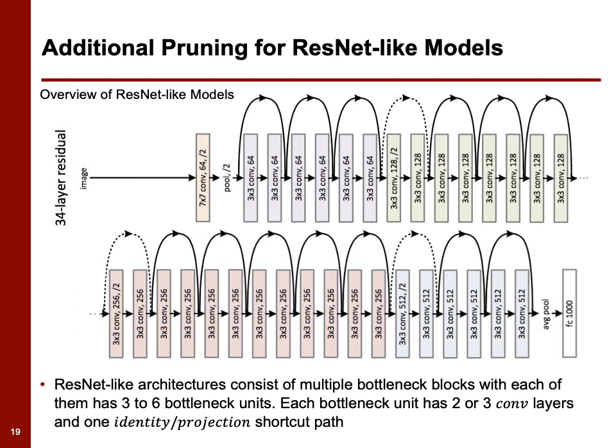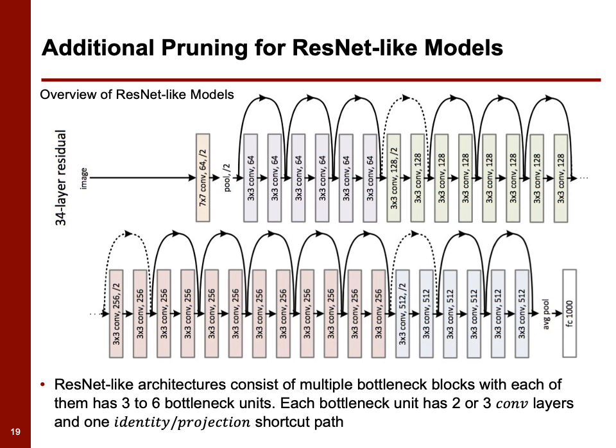Besides the traditional layer-by-layer CNN architectures, the ResNet architecture has emerged in recent years to provide better performance. It was the winning model of the 2015 contest and was the first model to achieve better than human performance. The idea of shortcut paths is adopted by many later models. In general, ResNet-like architectures consist of multiple bottleneck blocks, each of which has 3 to 6 bottleneck units. Each bottleneck unit has 2 or 3 convolutional layers and 1 identity or projection shortcut path.